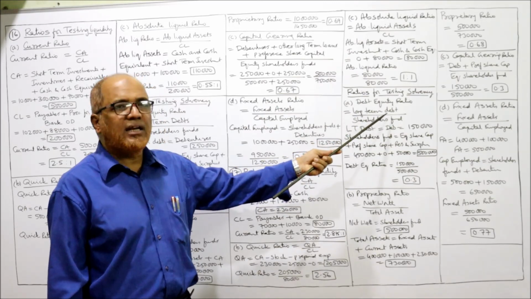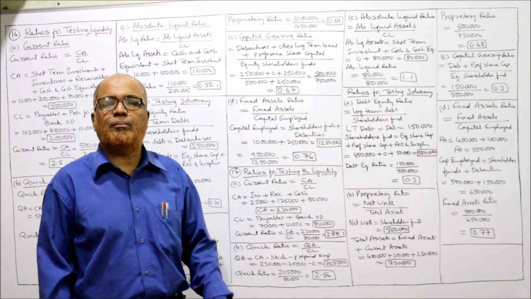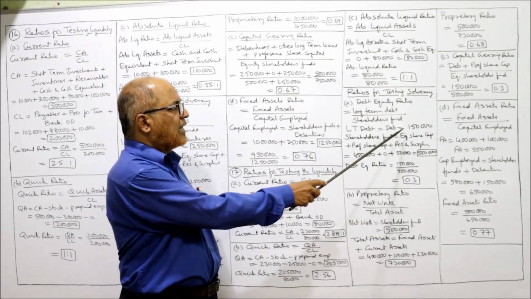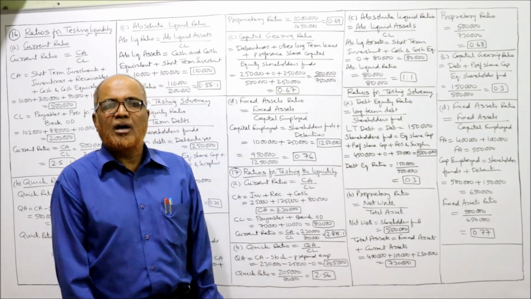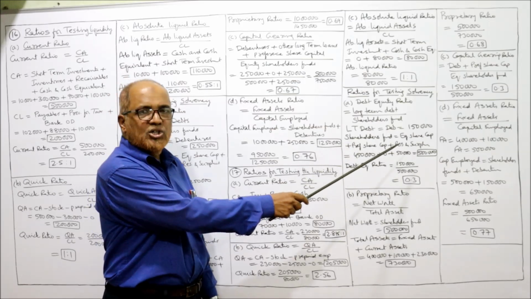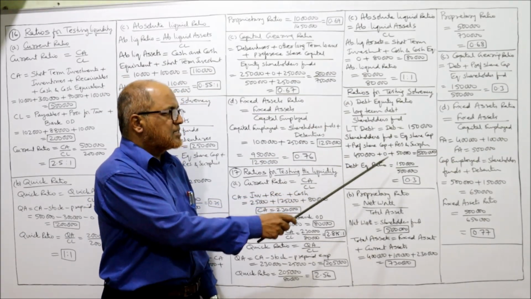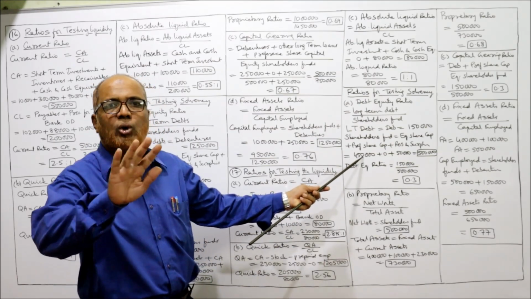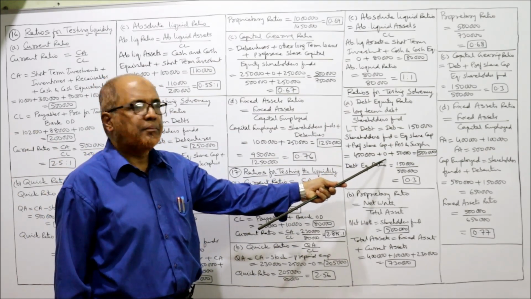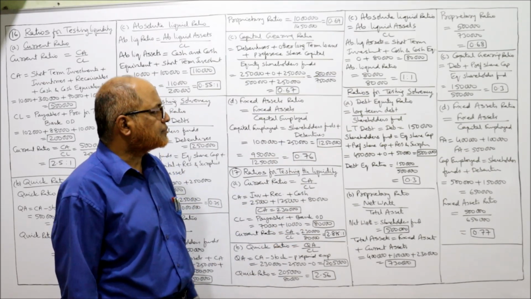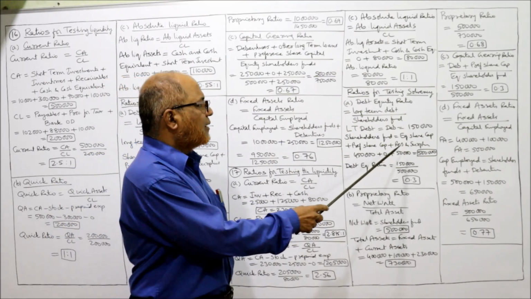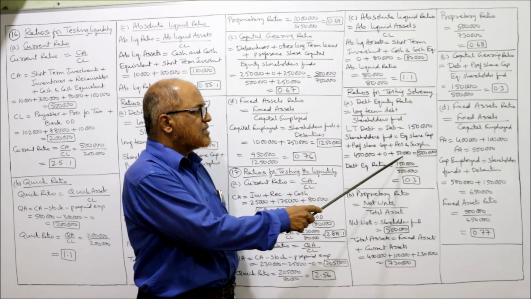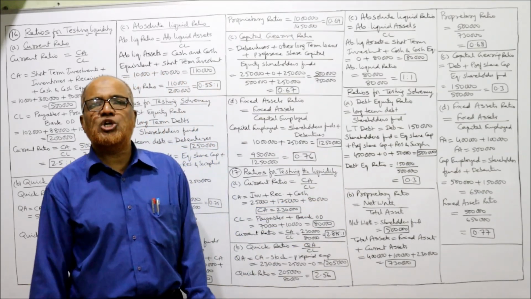Ratios for solvency: debt equity ratio, long-term debt divided by shareholders fund. Long-term debt means debentures. Debentures are given as 1,50,000 in the balance sheet. And shareholders fund is equity share capital plus preference share capital plus reserves and surplus. Equity share capital is given as 4,50,000. Preference share capital is not given. Reserves and surplus are 50,000.